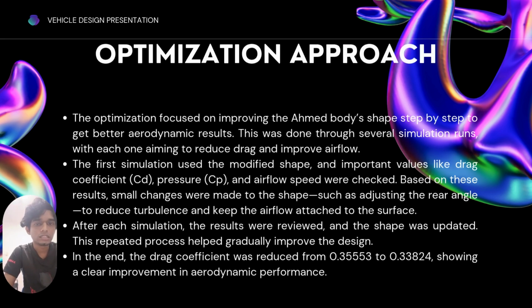Okay, next I will talk about the optimization approach. The optimization focused on improving the armored body shape step by step to get better aerodynamic results. This was done through several simulation runs, with each one aiming to reduce drag and improve airflow. The first simulation used the modified shape, and important values like drag coefficient, pressure, and airflow speed were checked. Based on these results, small changes were made to the shape, such as adjusting the rear angle to reduce turbulence and keep the airflow attached to the surface.